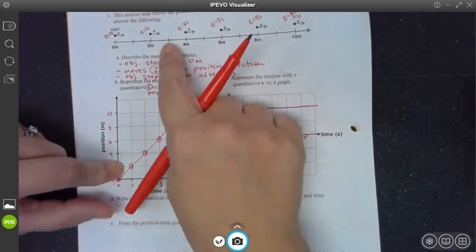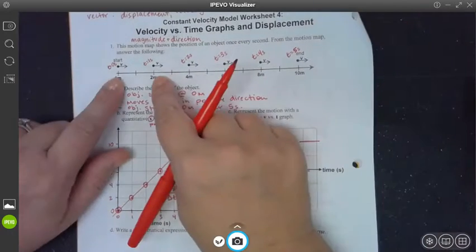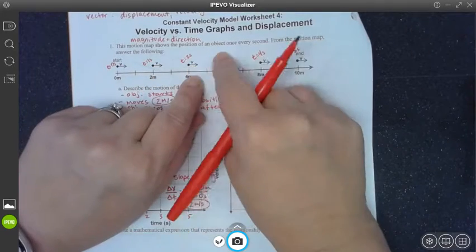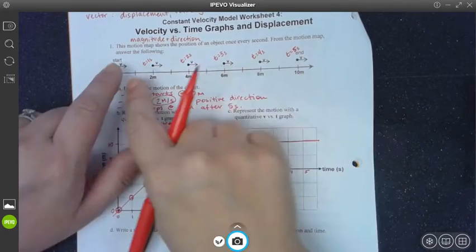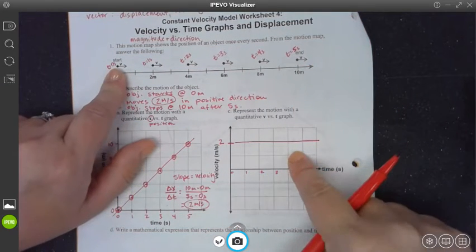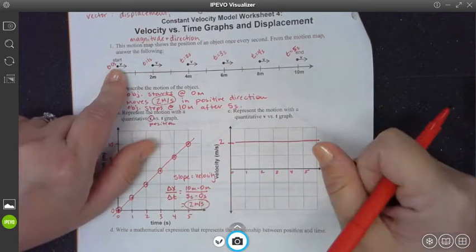Slope doesn't change. If I look at my motion map, I can see that I've traveled 2 meters in this second, 2 meters in the next second, 2 meters in the next second. So my velocity is the same all the way across my motion map. So I'm confident when I draw my line here that this should be a straight line at 2 meters per second.